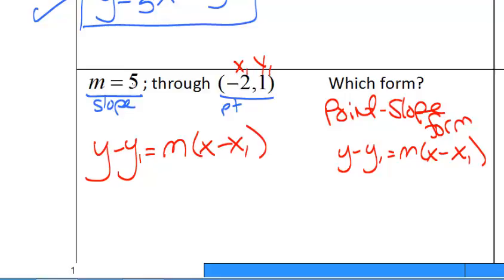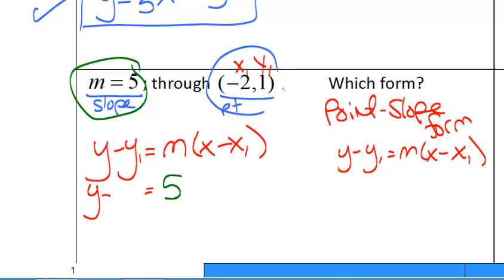I have an m of 5, so every time I see an m, I'm going to plug in a 5. I have y minus y1. Who is my y1? Well, in this case, my y1 is 1, parentheses x minus x1. Who's my x1? My x1 is -2. So we have a red minus because there's a minus in the formula. Then we have the blue negative because the blue point was -2.